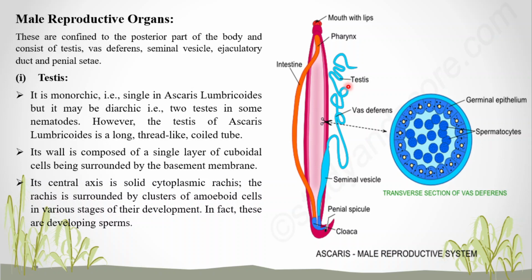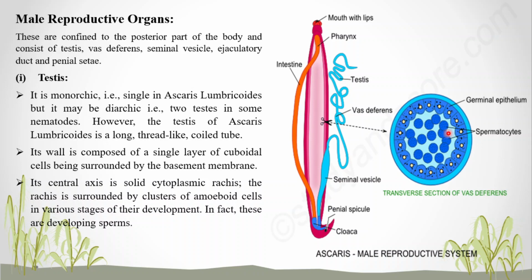It is the structure of the testis. Its wall is composed of a single layer of cuboidal cells surrounded by the basement membrane, as in the transverse section of vas deferens I showed you in the previous slide. Its central axis is a solid cytoplasmic rachis. The rachis is surrounded by clusters of amoeboid cells in various stages of development. In fact, these are developing sperms.